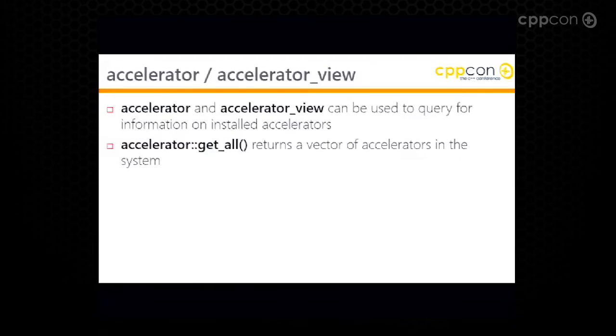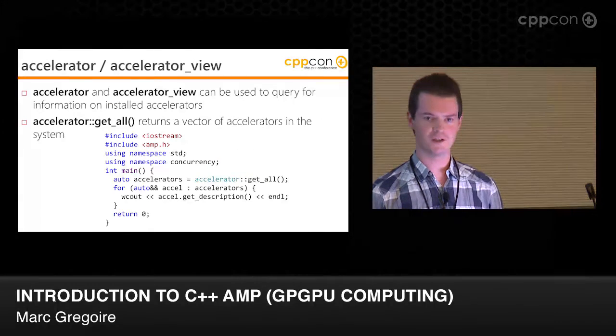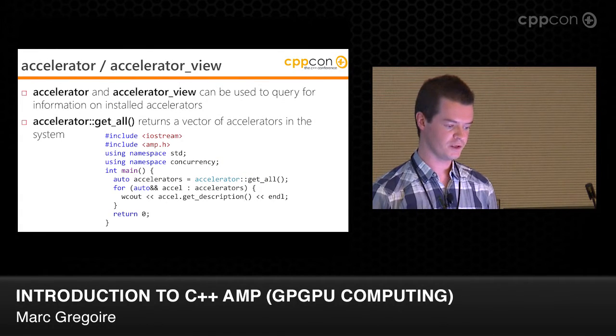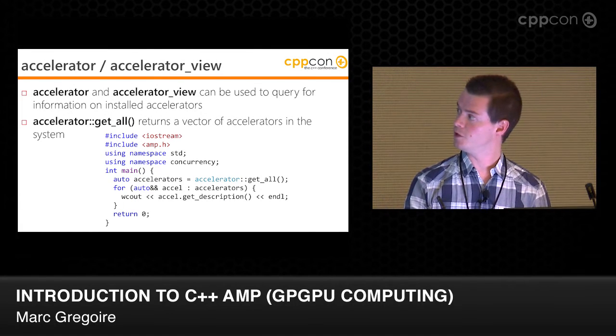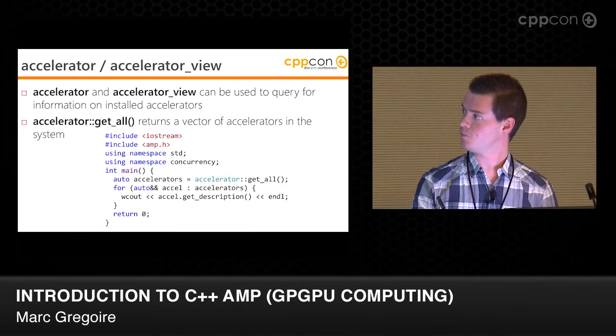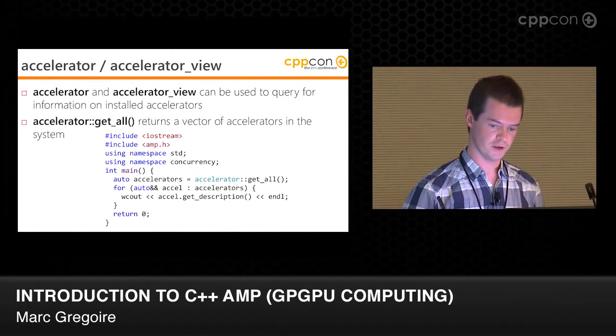We have these two helper classes, the accelerator and accelerator view. These allow you to query all the accelerators that are installed on your machine and to ask if they support single-precision floating point operations or double precision floating point operations and so on. And this is a very simple example. It just gets all the accelerators in your system and loops over them and writes the description to standard out.